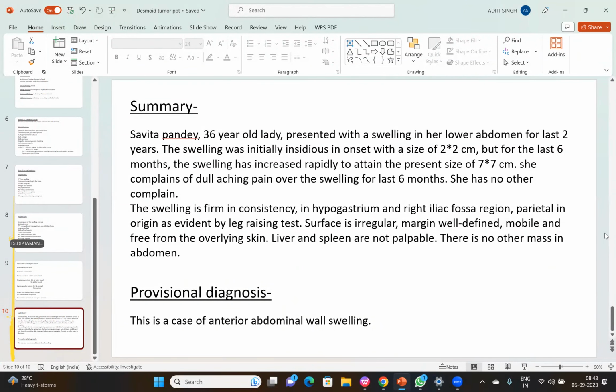Okay? Yes, sir. So this is the patient where you have diagnosed this isolated desmoid tumor. How do you approach this patient? How are you going to approach this patient? So I will do the routine workup of the patient.